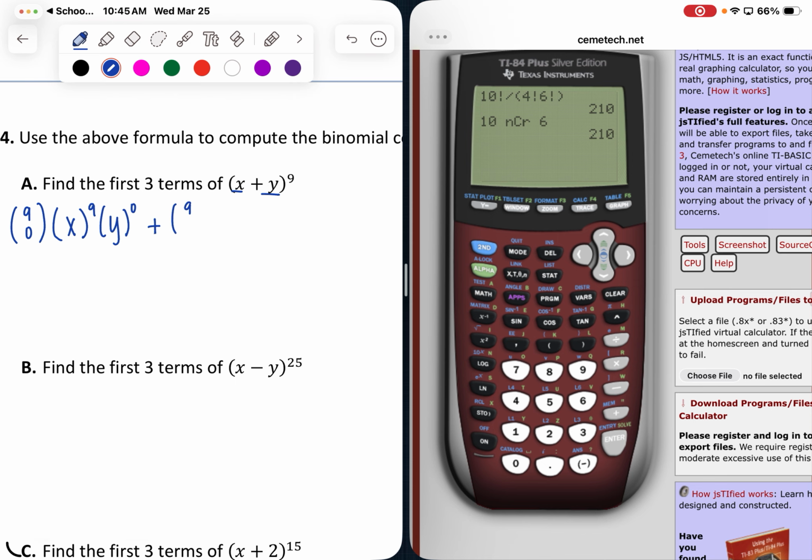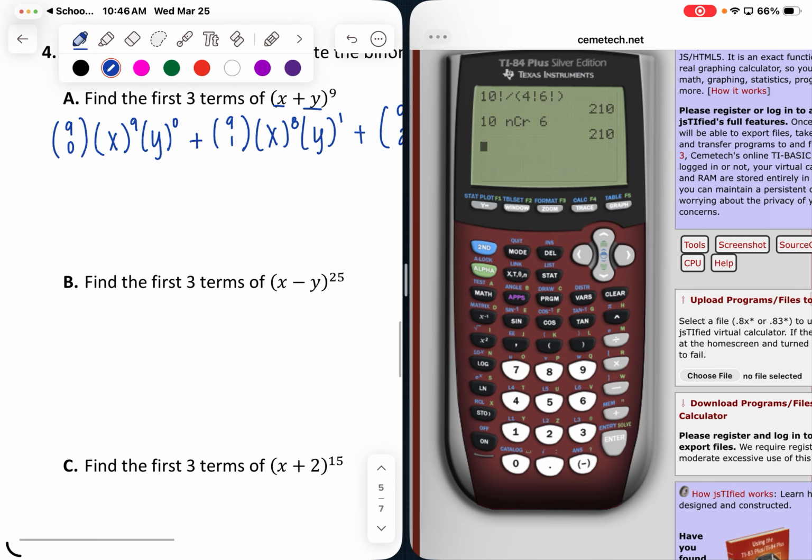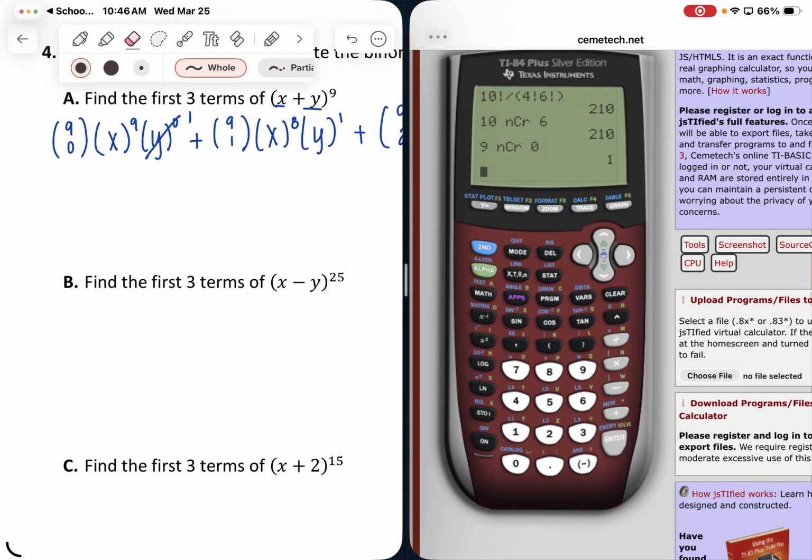Plus, then I can do 9 choose 1. X is now to the 8th power, and y is to the 1st power. And then for my third term, I'm going to do 9 choose 2. X to the 7th power, and y to the 2nd power. And now I just have to clean this up. So 9 choose 0 is 1, right? And if you want to type it in this way, 9, math, probability, move over to it, option number 3, 0, you will see it's 1. X to the 9th, y to the 0, so this is also 1. So 1 times x to the 9th times 1 is just x to the 9th.